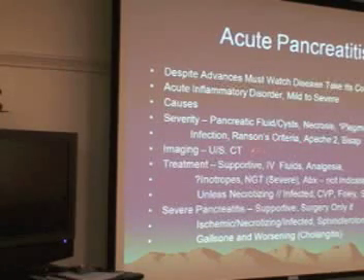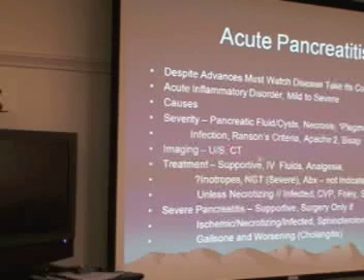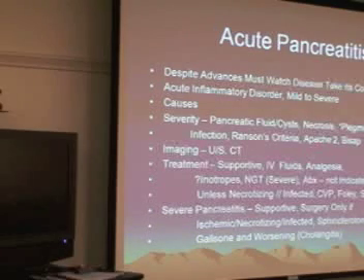You know, I grew up with Ranson's criteria, very good criteria, still works. APACHE II, very complicated. I don't use it because I can't remember it unless I pull it up off the computer. And then there's a new bedside one called BISAP, which is probably going to become more common.